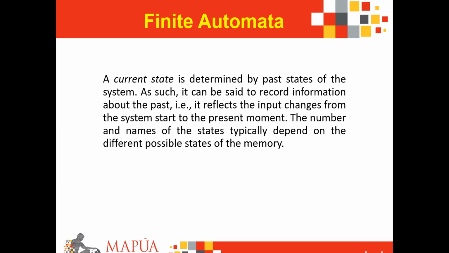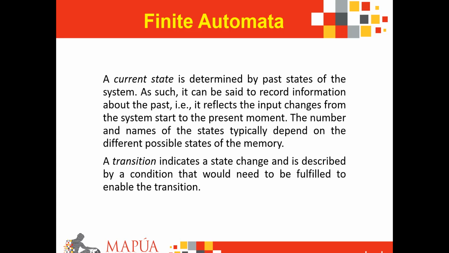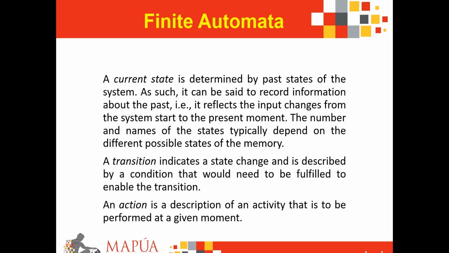By definition, a current state mentioned in a finite state diagram is a state determined by the past states of the system. As such, it can be said to record information about the past. It reflects the input changes from the system start to the present moment. The number of states typically depends on the different possible memory states of a given computer, which are often described in powers of 2. A transition indicates a state change and is described by a condition that needs to be fulfilled in order to go from one state to the next state.